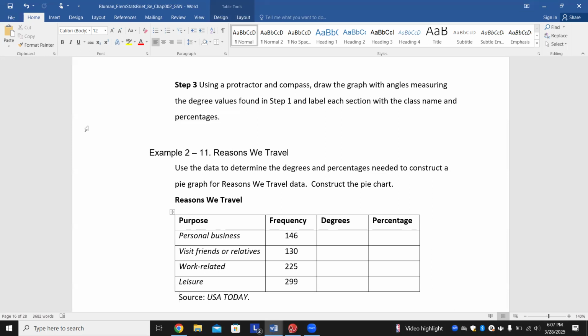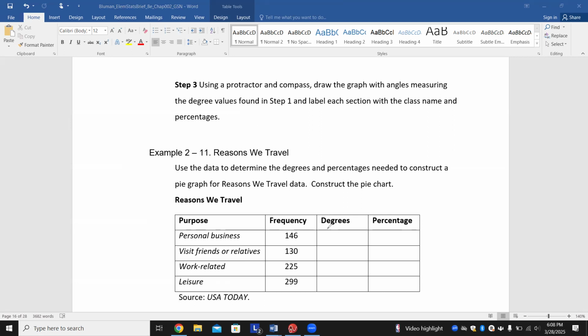We're not going to be using a compass and a protractor, but we're going to make sure the wedges are proportional. So for instance, the purposes of the reasons we travel are personal, business, visit friends or relatives, work related, or leisure. You can see that leisure has the highest frequency, so it better be the largest wedge. I'm not going to calculate it using a compass to make sure it has the correct degree, but when you are drawing it out, I would want to see that that one has the biggest wedge, and visit friends or relatives has the smaller wedge. But again, what I'm going to be specifically looking at is, do you have the right degrees and percentages?